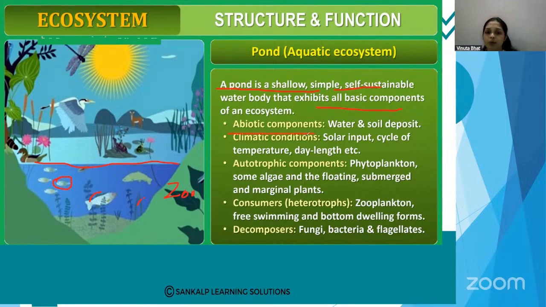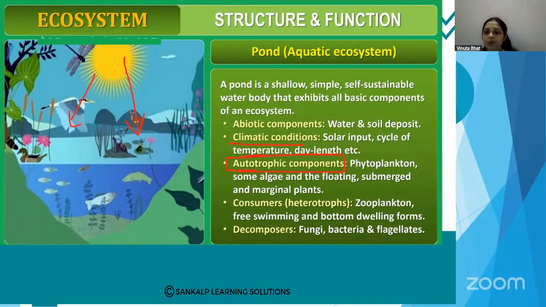So abiotic components. What are the abiotic components we can observe here? Water and some soil deposit we can observe at the bottom of this. So that is called the abiotic component, that is water and the soil deposit. Then climatic conditions, like solar input, so that is also an abiotic condition. Then temperature, day length, so these all are the climatic conditions of that ecosystem. Then autotrophic components, and what are the autotrophic components present in this pond ecosystem?